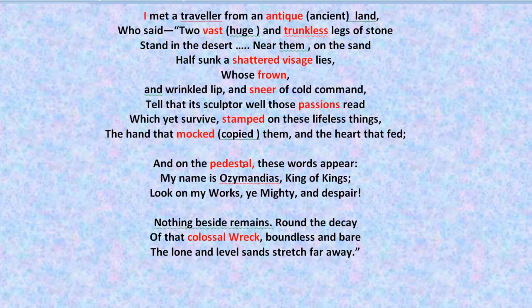And the heart that fed. So here these lines refer to the sculptor who made that statue. That sculptor made that statue so well, he copied each and every expression so well that the statue still has all those expressions on it. That statue was made so well, he mocked it so well.